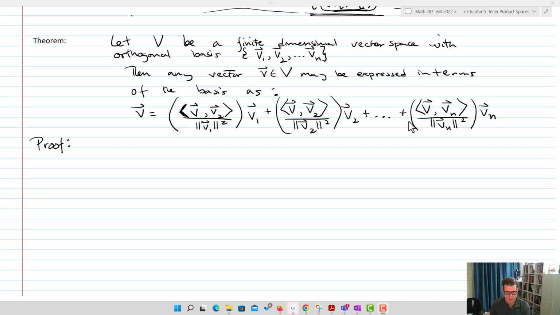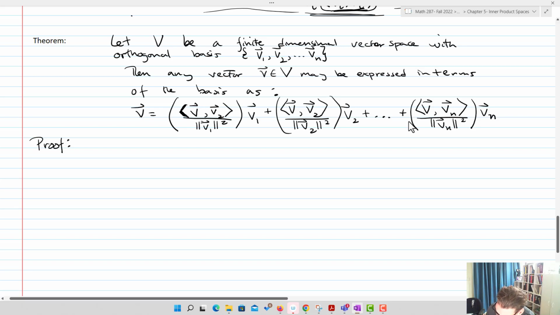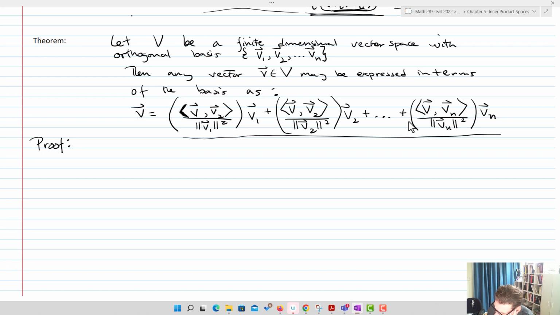It's also going to allow us to develop projections of vectors. You've done some work with projections before, but we're going to do even more work with projections. But let's just start out with this idea. We've got this theorem. We're going to let V be a finite dimensional vector space with an orthogonal basis v1 through vn. Then any vector v belonging to V can be expressed in terms of the basis. So our vector v can be expressed in this manner, in terms of that orthogonal basis.